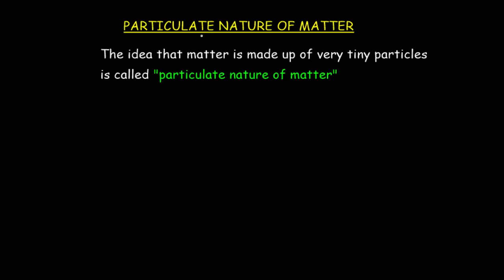Hi, in this lesson, we are looking at the particulate nature of matter. In our previous lesson, we saw that matter is anything which has mass and occupies space, where we saw that the space occupied by anything is volume. And so we can also define matter as anything which has mass and volume.